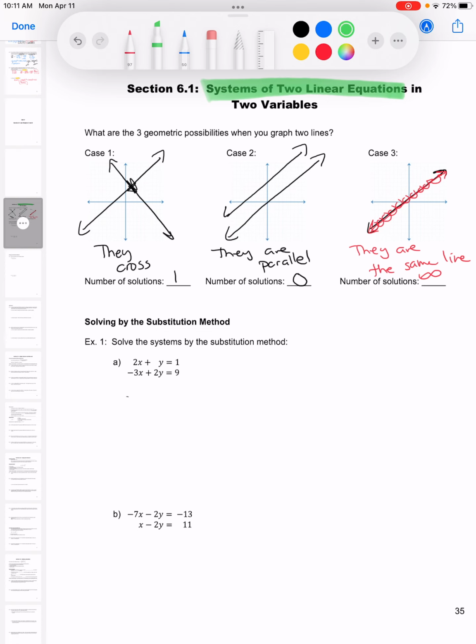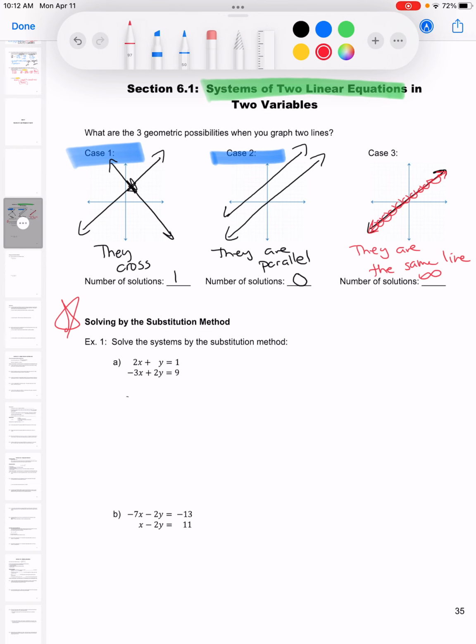For the purposes of our class, since we're going to be looking at business applications, like figuring out how much money to charge for different things, we're really going to be focusing on case 1 and case 2. Now, there are two methods to solve these. We actually already used substitution back with our word problems in chapter 3. So I'm going to start with this substitution method.